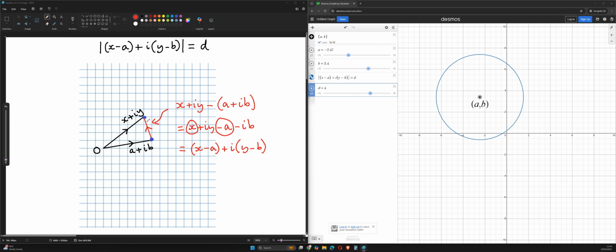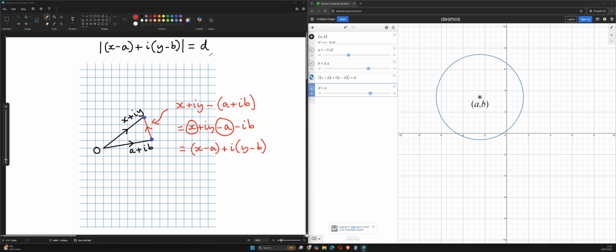Okay, so this red vector over here, which is related to the radius, is x minus a plus i times y minus b. That is because we have to go through this vector over here in reverse, and then we go through this vector up here normally. Now to generate a circle, we need to hold down the magnitude of this vector over here. And we can call the magnitude of that vector d. Okay, so the magnitude of x minus a plus i times y minus b has to be some distance.